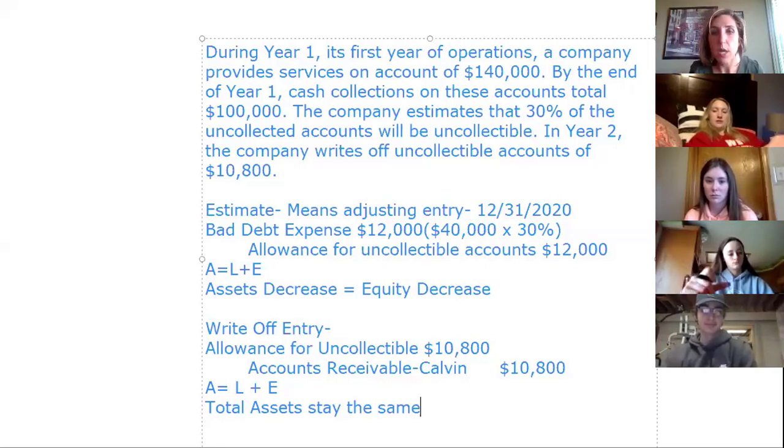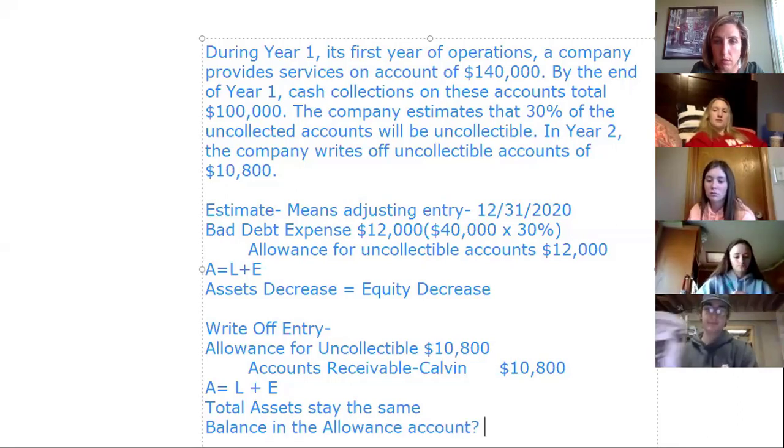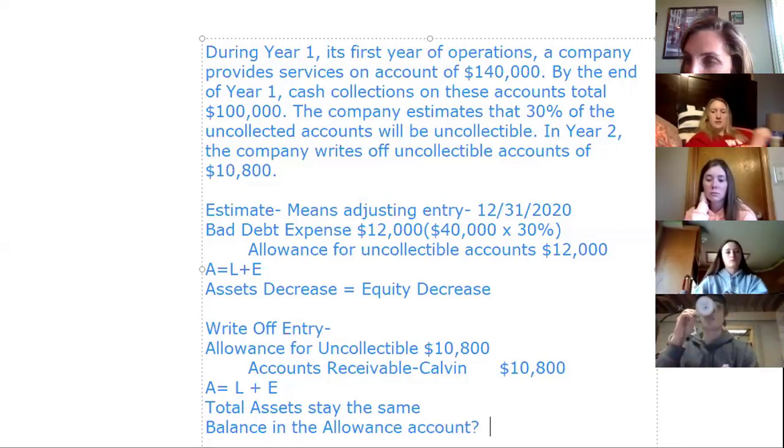It's no big deal. Now, you're going to see on your homework that sometimes the estimate, like on this entry, doesn't match the actual amount I had to write off. What I thought I was going to write off didn't match. That's okay. Sometimes the estimate is bigger or smaller, right? So in this entry that we just did, this example, you estimated $12,000 was going to be uncollectible. You actually wrote off $10,800. So what is left in the allowance account? What is the balance in the allowance account? 1,200. I think somebody said 1,200, yes?